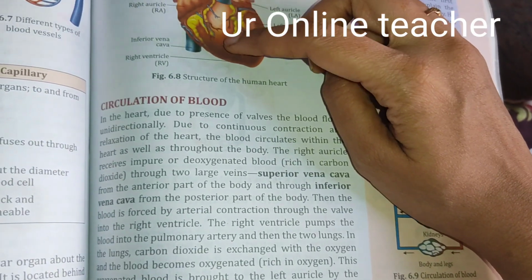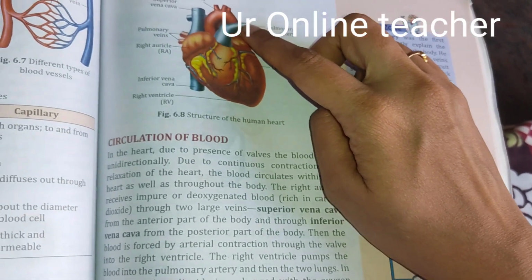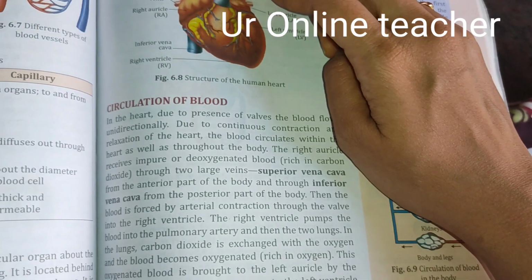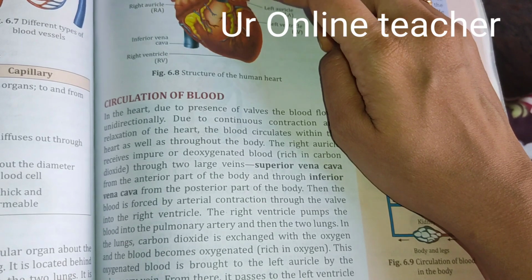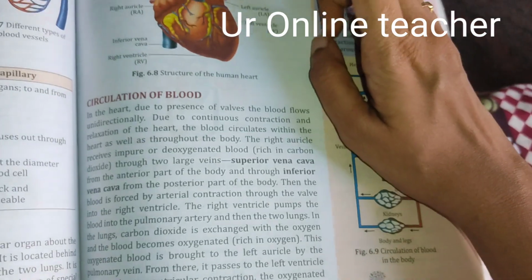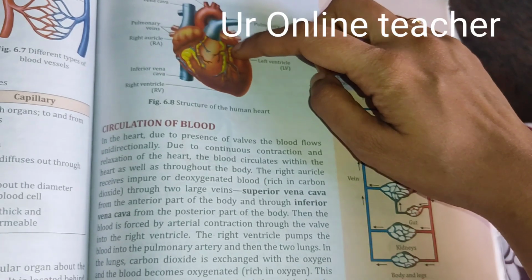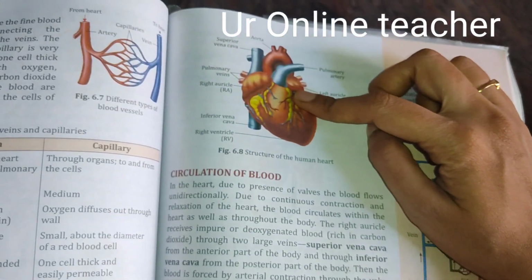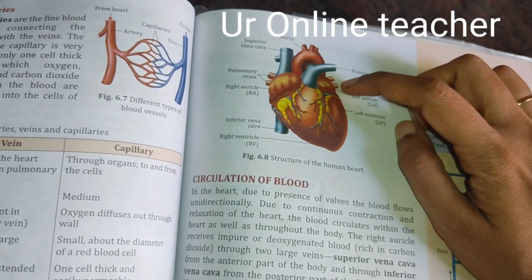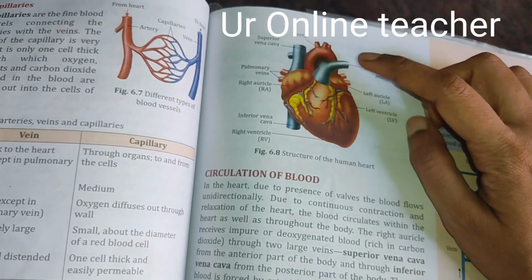The right ventricle again pumps the blood into the pulmonary artery, and then to the two lungs. In the lungs carbon dioxide is exchanged with oxygen, so the blood becomes oxygenated again. This oxygenated blood is brought to the left auricle by the pulmonary vein.